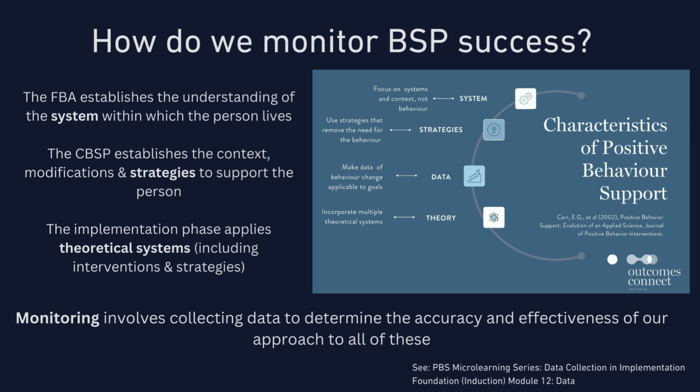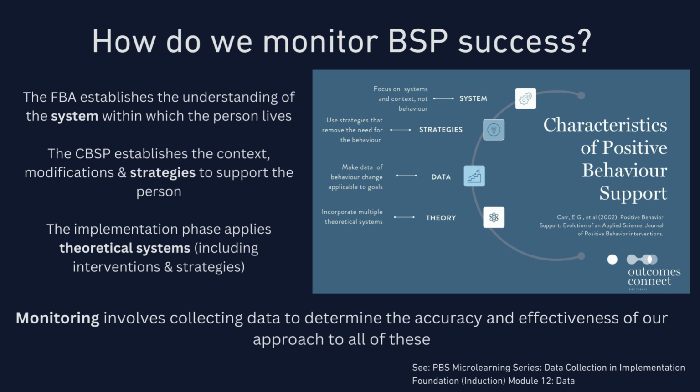First, we need to have a reflection on how we monitor behaviour support plan success. If we look at this model put forward by Carr et al., we can see that there are 4 parts of positive behaviour support as an overarching science. We need to focus on systems and context. We need to use strategies that remove the need for the behaviour. We need to make data of the behaviour change, and we need to incorporate multiple theoretical systems.